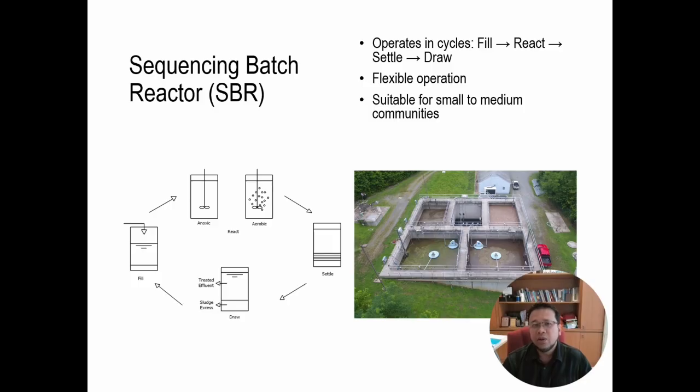For fill, raw wastewater enters; react, where air is introduced for the microbes; settle, where the sludge is allowed to separate by gravity; and draw, where the clarified effluent is discharged. The SBR is highly favored for its flexibility and operational control, making it particularly suitable for smaller to medium-sized communities or decentralized systems where flow can be highly variable.